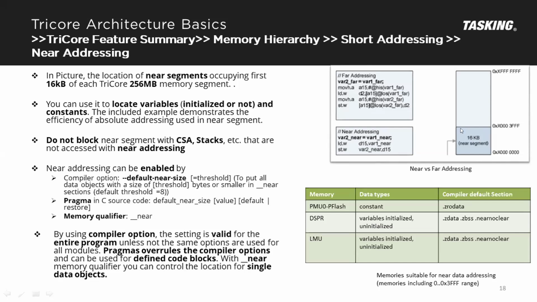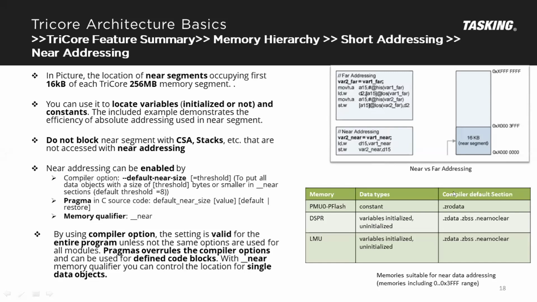So the address basically contains 16 kilobytes. And for the memory here, these are the memories that you could use in order to use a near addressing mode. So BMU0 program flash is suitable for this near segment. You have DSPRs as well as the LMUs, and this addressing mode works for the constants and for the variables, whether they are initialized or not.